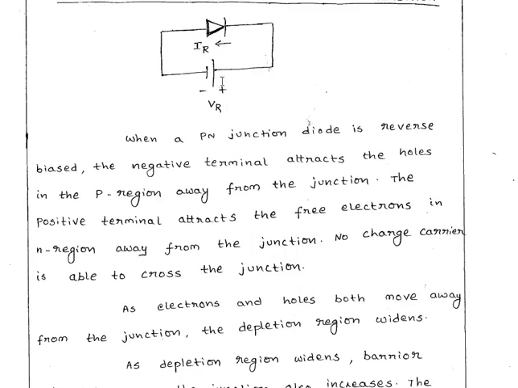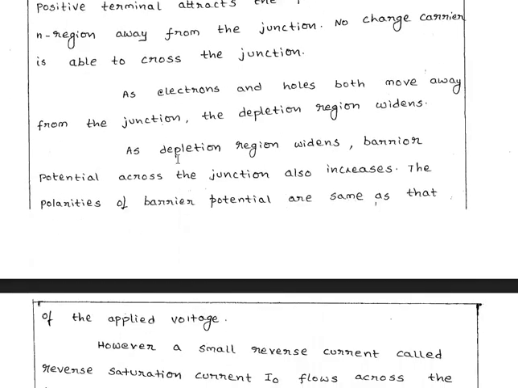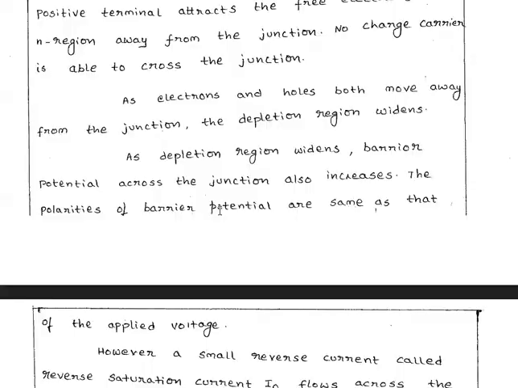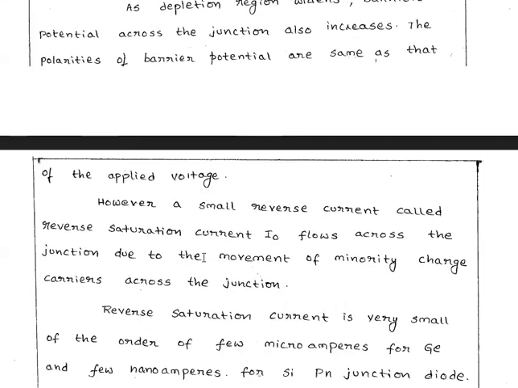The depletion region widens. Both holes from the p side and electrons from the n side are moved towards the battery. That's why the depletion region gets widened. As the depletion region widens, the potential barrier across the junction increases, since the polarity of the potential barrier is the same as that of the applied voltage.